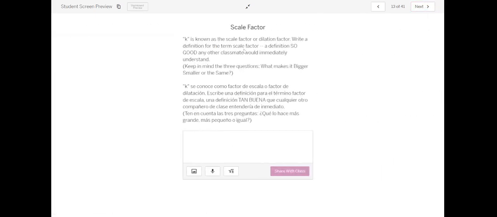K is known as a scale factor or dilation factor. Write a definition in terms of scale factor. The definition should be so good that any other classmate would immediately understand. And keep in mind the 3 questions: what makes it bigger, what makes it smaller, and what makes it the same. So define scale factor here. How do you make something bigger? How do you make it smaller? How do you make it the same?